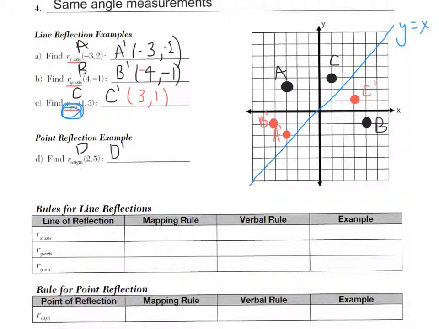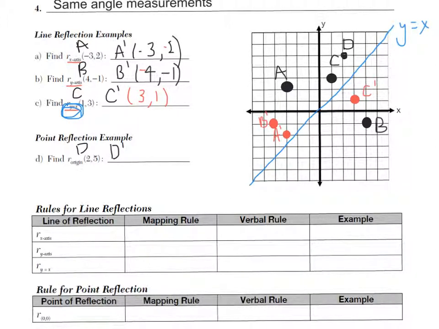Now the last point we're going to take a look at has to do with what a point reflection is. Point reflection means that instead of being reflected about a line, like in this case, everything is reflected about a point. That means it's the same distance away from that point, like it's pulled there. So this is the point D at 2, 5. So I'm going to go over 2 and up 5. So here we go. Over 2, 1, 2, 3, 4, 5. This is my point D.